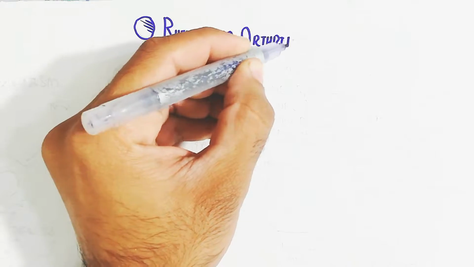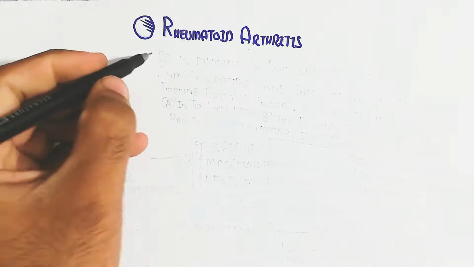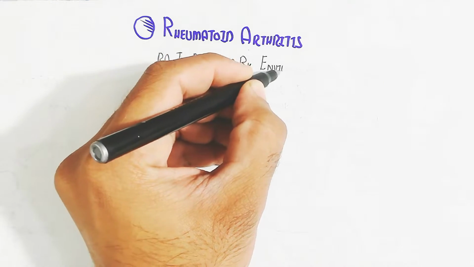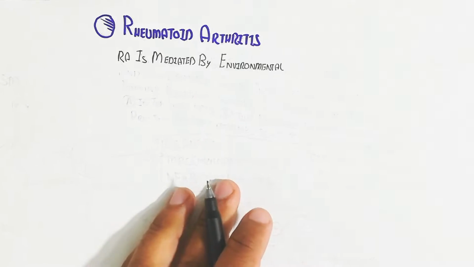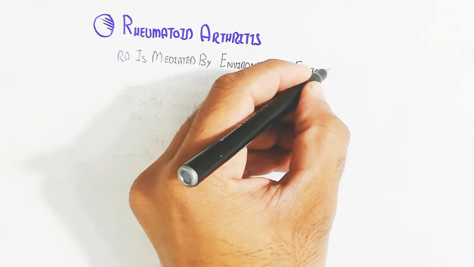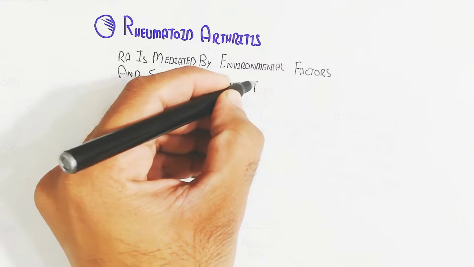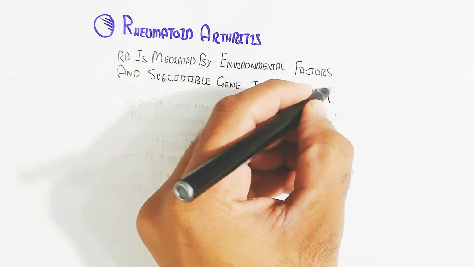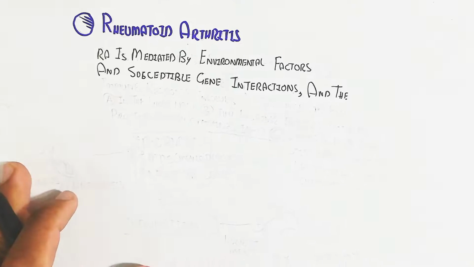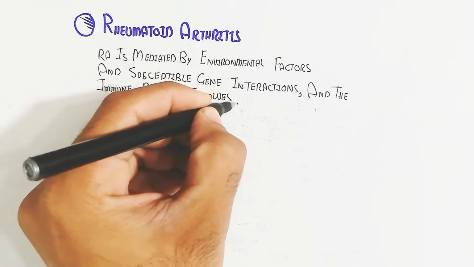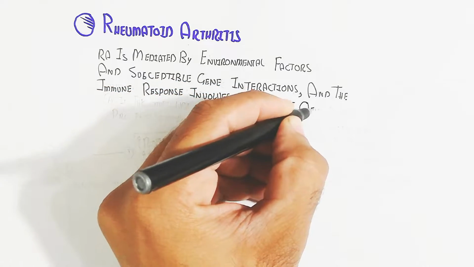Hello, in this video we will learn about rheumatoid arthritis. This is a joint problem, remember, and it involves inflammation in the joint. Rheumatoid arthritis is mediated by environmental factors and susceptible gene interaction, and the immune response involves a sequence of events. This sequence of events will lead to damage of the joint, and the damage of the joint will cause pain, and inflammation will increase the positive feedback loop.